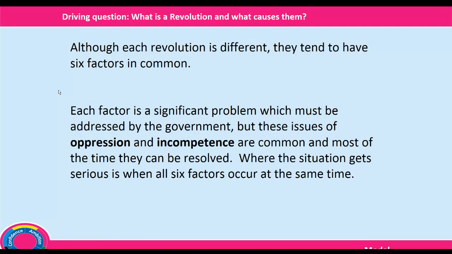Although each revolution is different, they tend to have 6 factors in common. Each factor is a significant problem which must be addressed by the government, but these issues of oppression and incompetence are common, and most of the time they can be resolved. Where the situation gets serious is when all 6 factors occur at the same time.